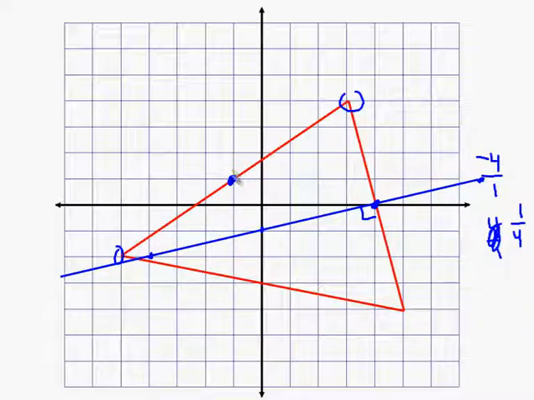Okay, I'm going to read left to right. So up 1, 2, 3. So up 3. Right 1, 2, 3, 4. Okay, so that's 3/4. So the negative reciprocal is negative 4/3. So from this point, I'm going to go down 4. 1, 2, 3, 4. And right 3. 1, 2, 3. Okay, and that should be sufficient.